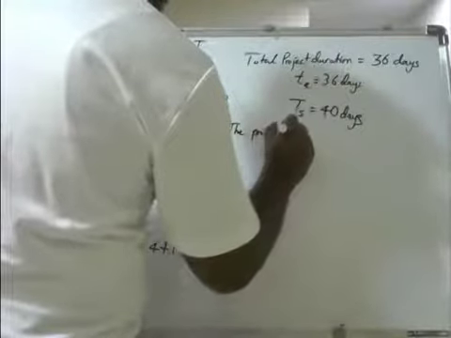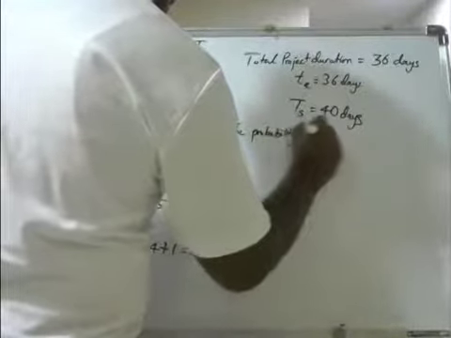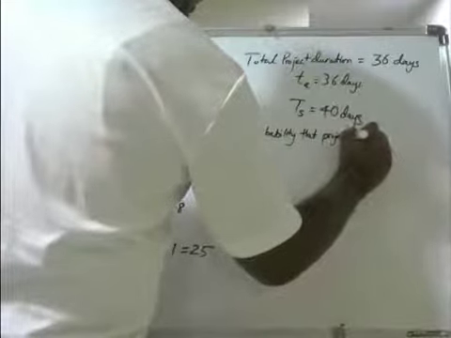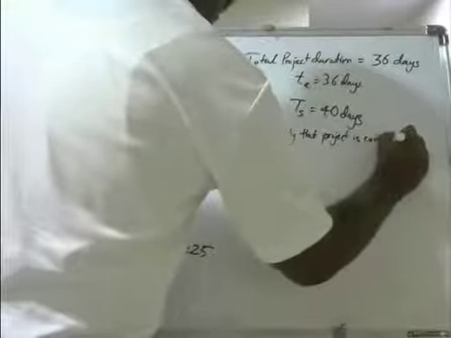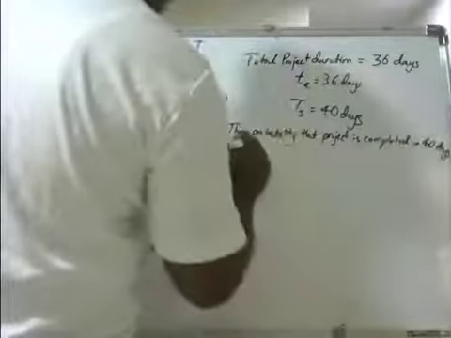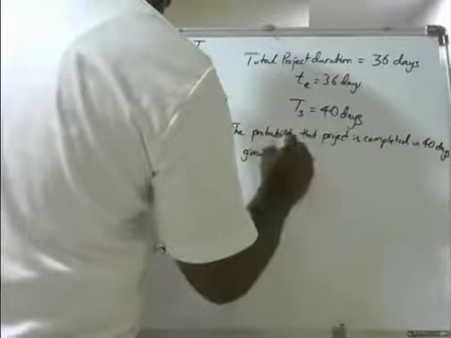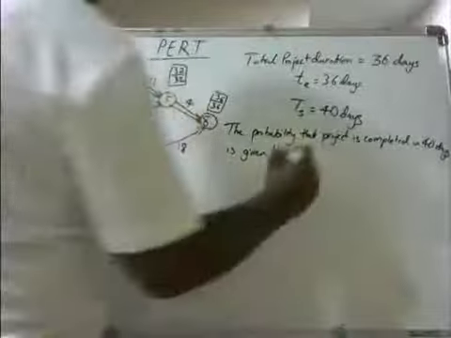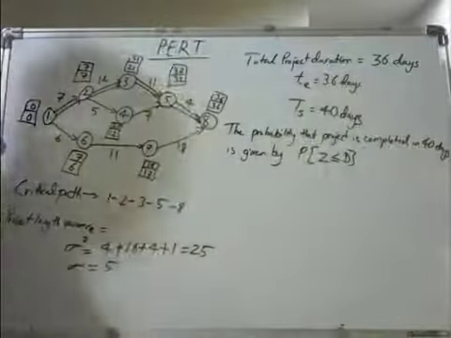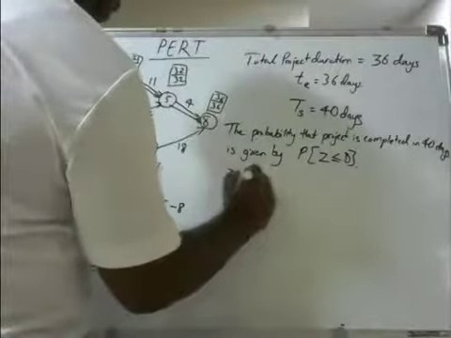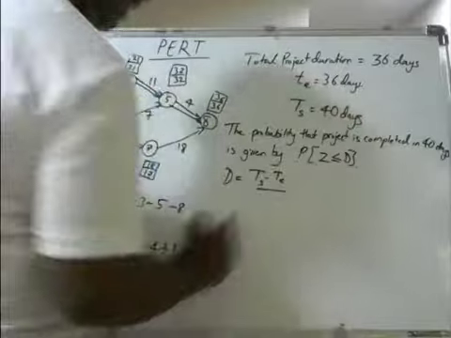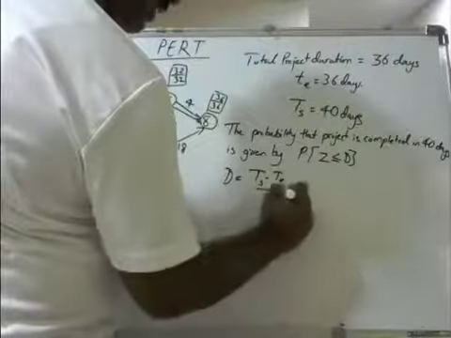The probability that the project is completed in 40 days is given by P of Z less than or equal to D, where D is equal to TS minus TE divided by sigma.